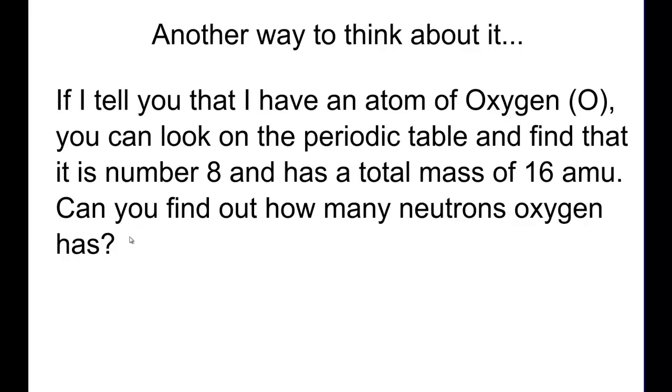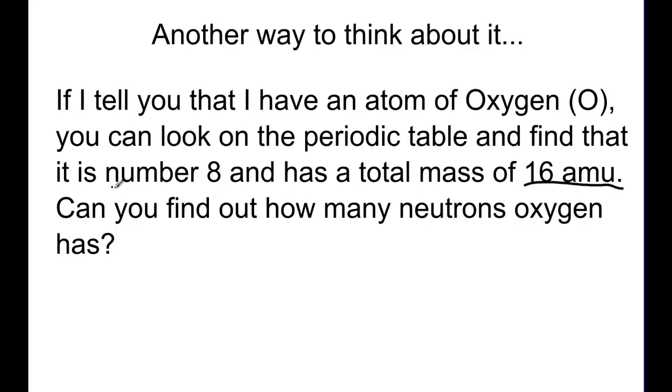So another way to think about this, instead of kind of working in reverse. If I tell you have an oxygen atom, which is O on the periodic table, that's the symbol, we can find that it is number 8. And it has a total mass of 16 AMU. So can we figure out how many neutrons it has? Well, surely we can do that. So we know the total mass is 16. That's told in the problem.